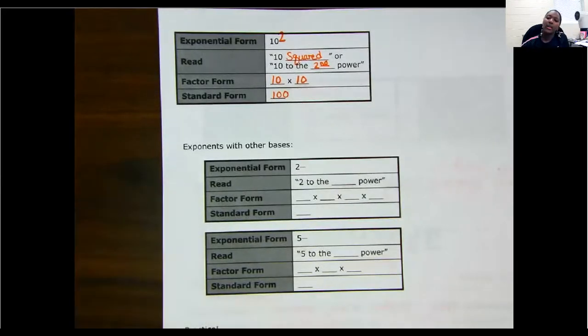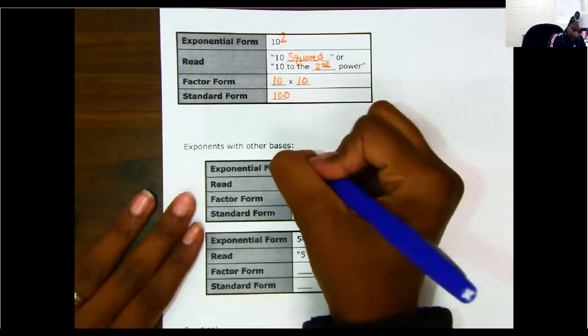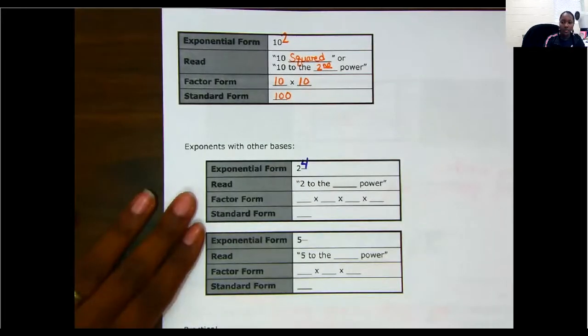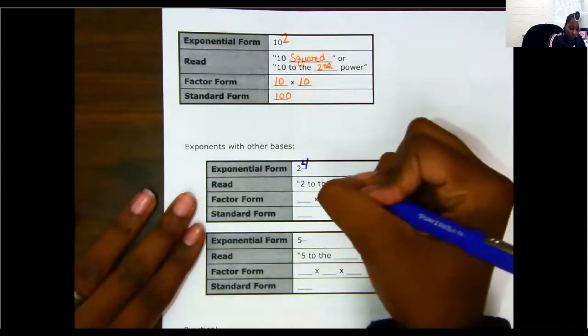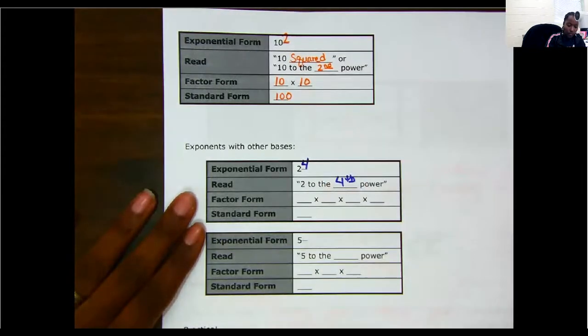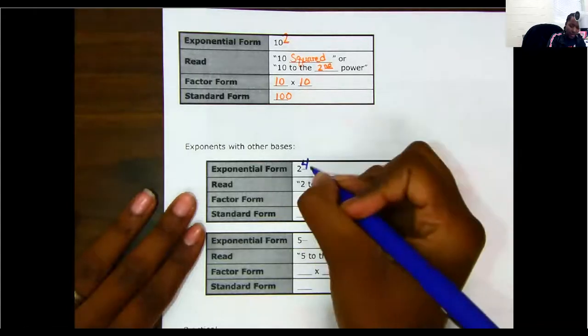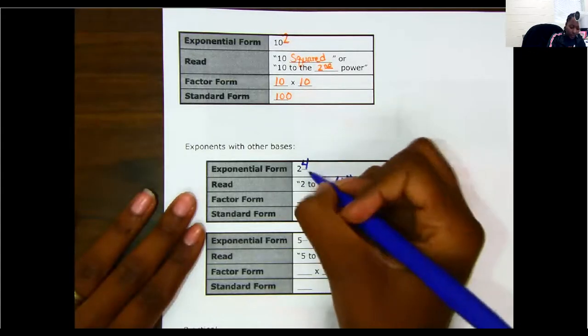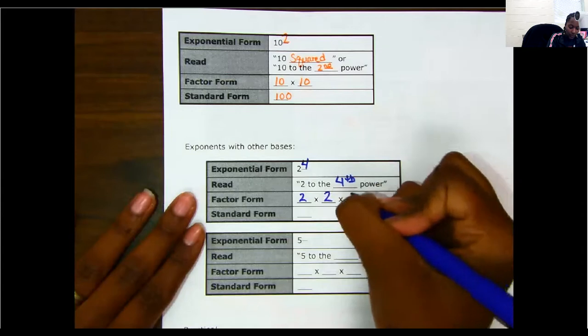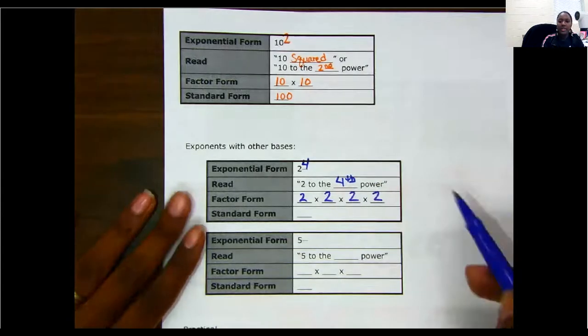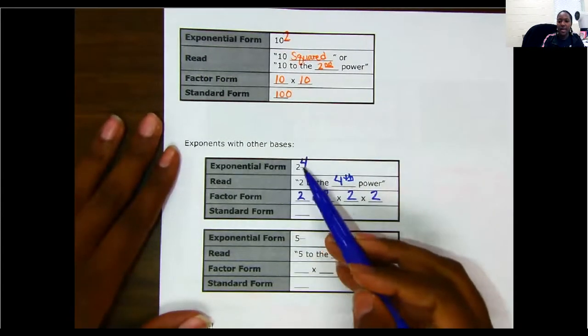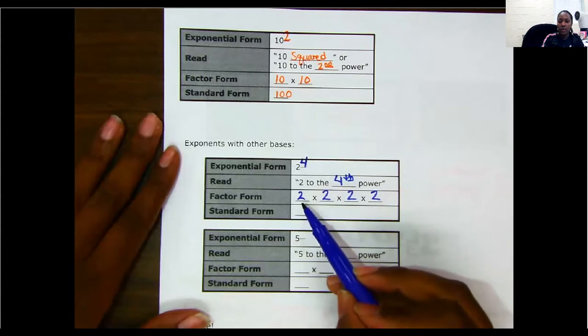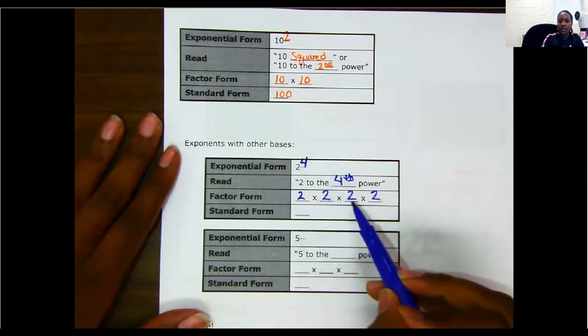Let's say it had 2 to the power of 4. It had a 4 up here. So this would read 2 to the 4th power. And my base, I'd be multiplying it 4 times by 2. So 2 times 2 times 2 times 2. Guys, please don't make the mistake. This is not saying 2 times 4. That is not what it's saying. It's saying 2 to the power of 4. So you're multiplying 2 4 times. 2 times 2 times 2 times 2.